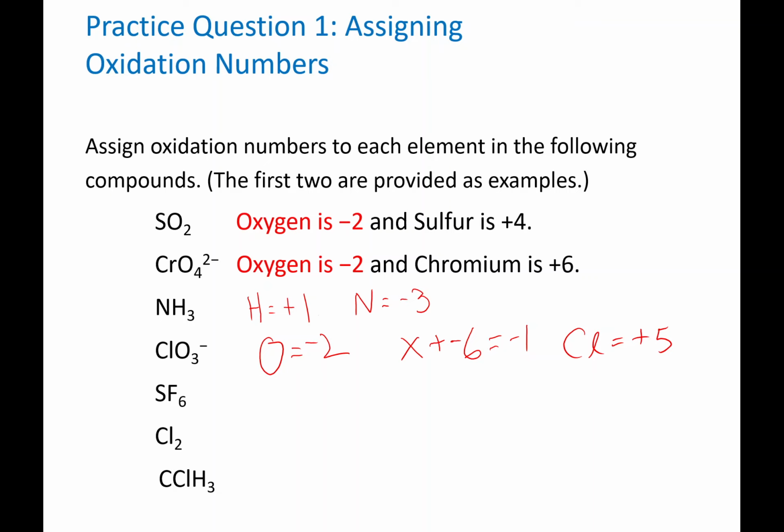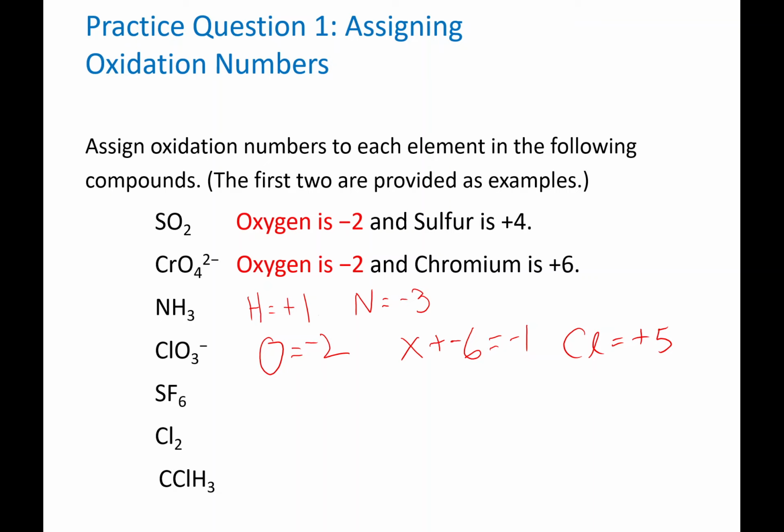That's another term you might hear, especially with metals. You might hear, what oxidation state is this metal in, and you just calculate the oxidation number, and the oxidation number is the oxidation state.